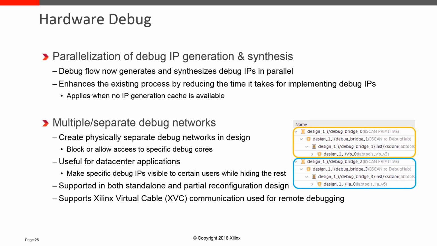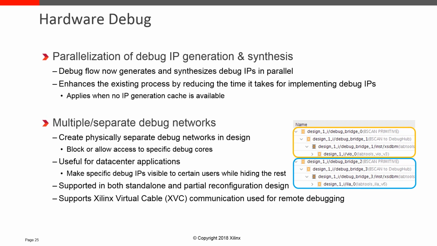For hardware debug, we have a couple of new features. First, generation and synthesis of debug IPs are done in parallel to improve the runtime. When IP generation cache is unavailable, the debug flow now generates and synthesizes debug IPs in parallel. This enhances the existing flow by reducing the time it takes for implementing debug IPs.